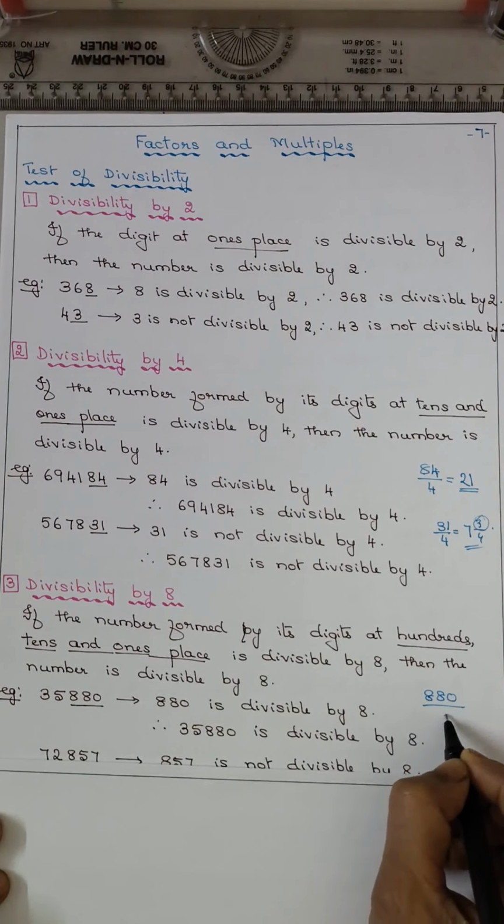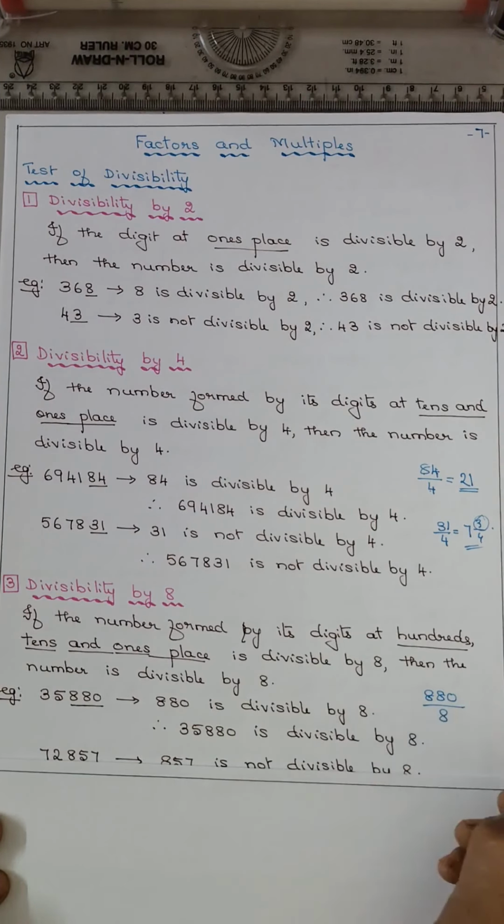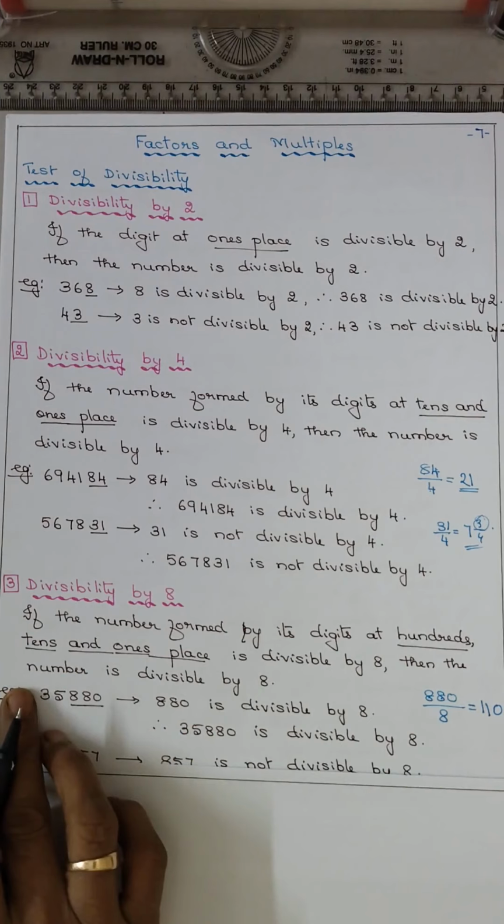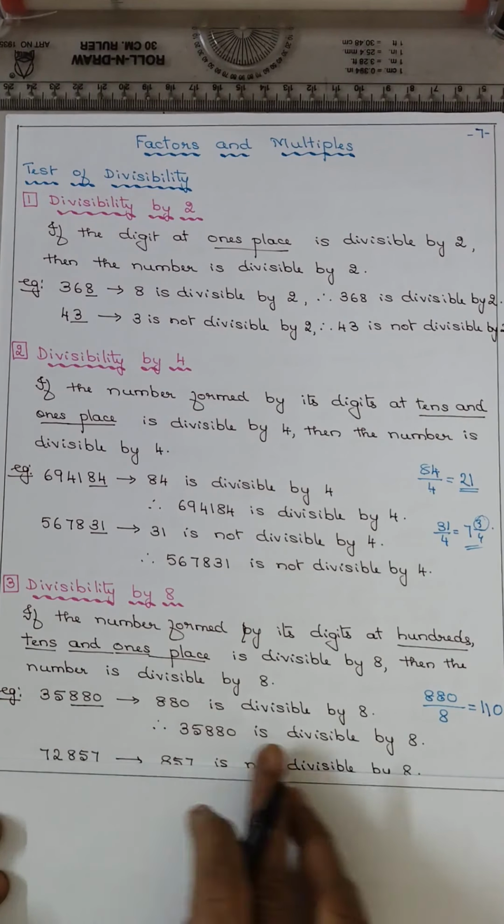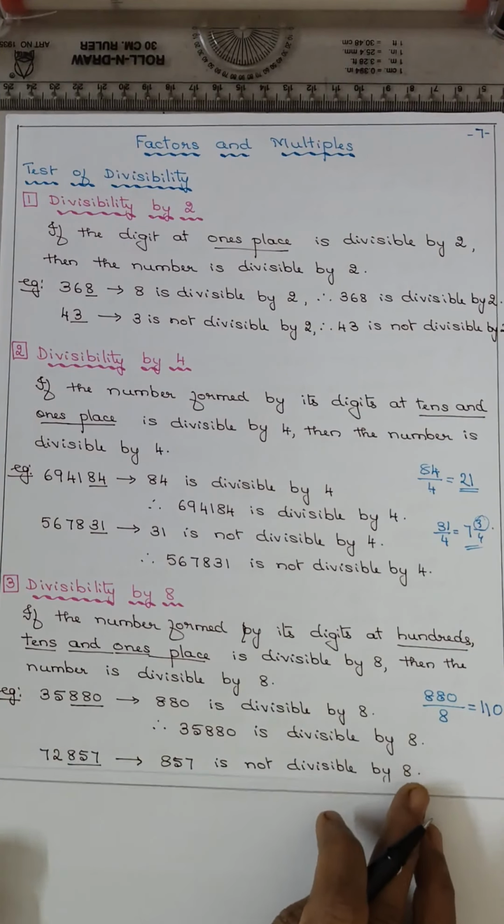So, 880 upon 8. Here divide by 2, here by 4, here by 8. So, 8 ones are 8. 8 ones are 8 and 0. Exactly divisible? Yes. This number 35,880 is divisible by 8.